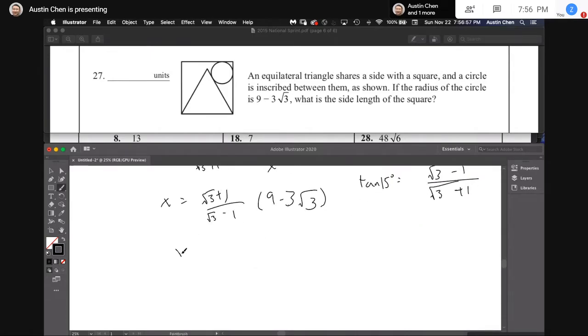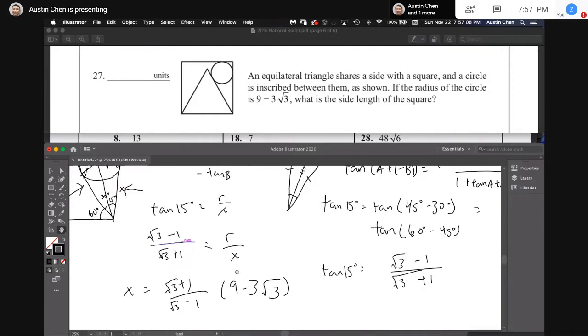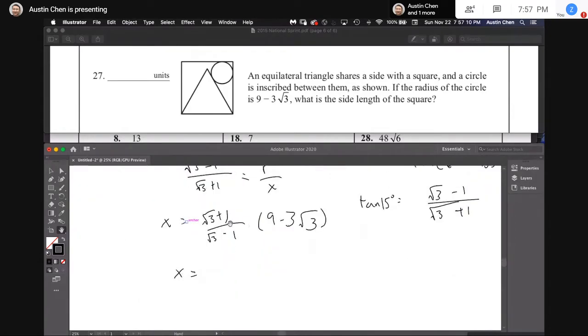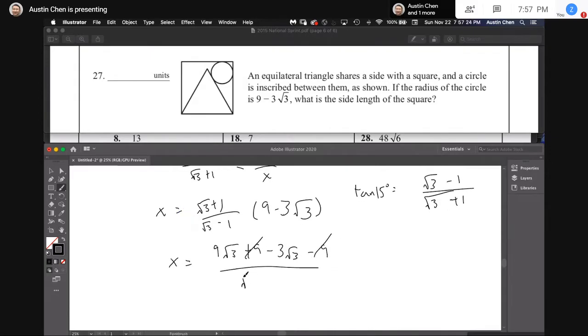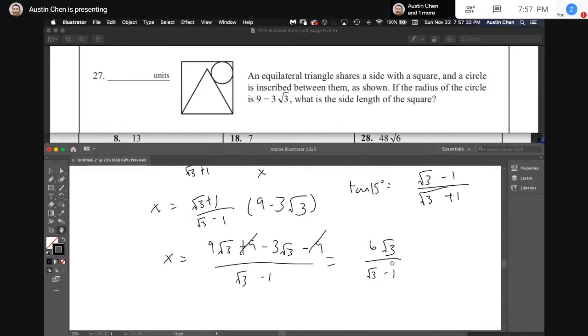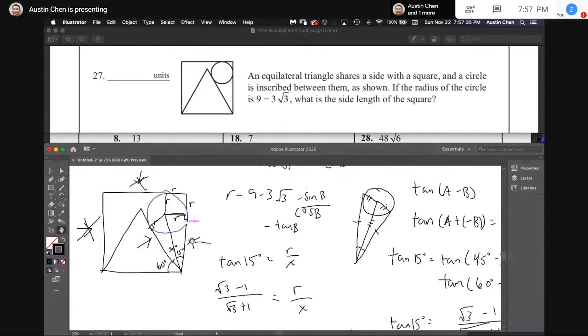Now I can just multiply that out. So yeah, sure, just multiply it out. So then you'll have 9 root 3 plus 9 minus 3 root 3 minus 9. Okay, so the 9's cancel. Oh, and this is still over root 3 minus 1. Then we have 6 root 3 over root 3 minus 1. Alright, and then that is x.